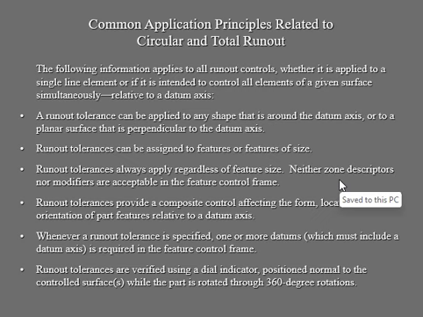Your zone descriptors and your modifiers, neither one of them is acceptable, meaning you don't have to use modifiers or descriptors. Your runout tolerance is going to provide a composite, two tolerances combined together. It's a composite control affecting the form, location, and orientation of part features. We don't have anything more than that when you deal with the object. So you have your form, location, and orientation for all the features on that part.